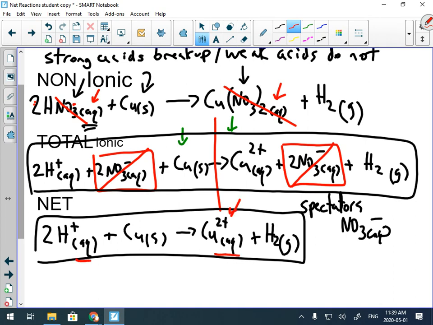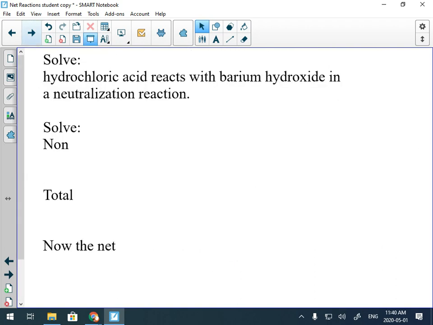And look, you have to make sure you have the state and the charge of the ion. But you can maybe see the writing on the wall before you get all the way down to the net. Now, that's living dangerously. Myself, I still write out the total just to make sure I don't make a mistake.